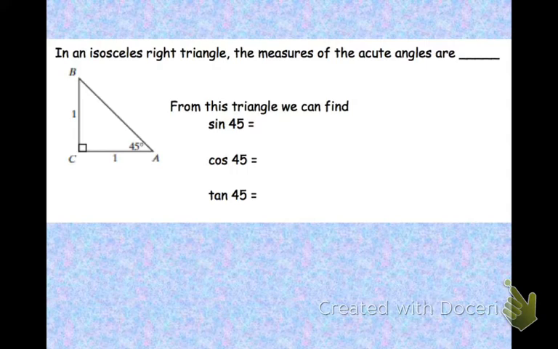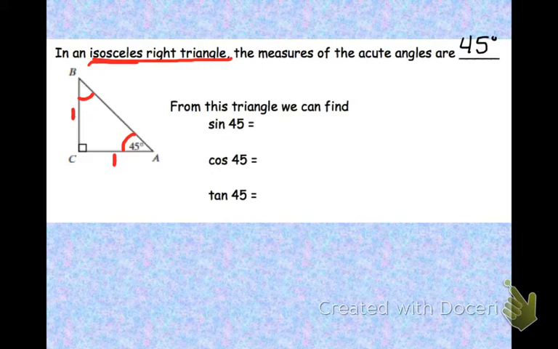The first one is an isosceles right triangle. In an isosceles right triangle, the measures have to be the same because you know in an isosceles triangle the base angles are the same. So down here, if we make the two sides of this right triangle 1 and 1, we know that this angle is going to be 45 and this angle up here is going to be 45. So the angles of an isosceles right triangle are acute angles, and they are 45 degrees.